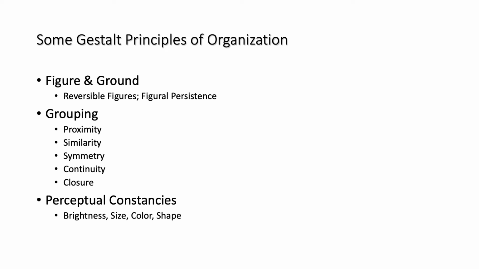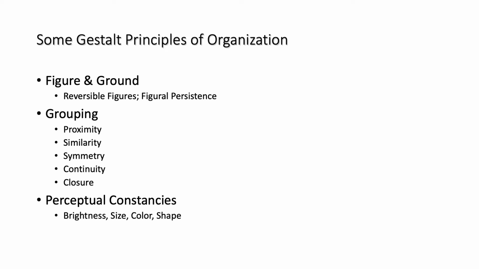And then whenever we see the slide or the picture after that, we will tend to see it that same way. And this is called figural persistence. Once we've decided what the figure is, that's what we will see first. Now you can still kind of flip-flop back and forth and see it both ways, but you can't see both ways at the same time. I'm going to show you some slides with what we call reversible figures in a moment.